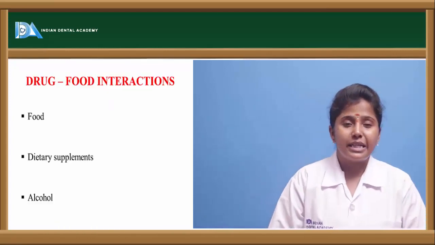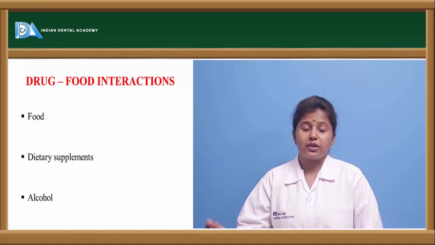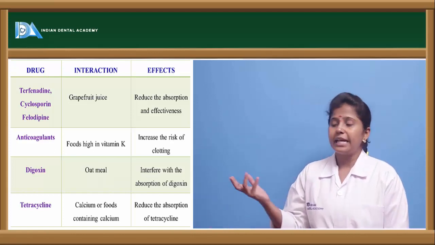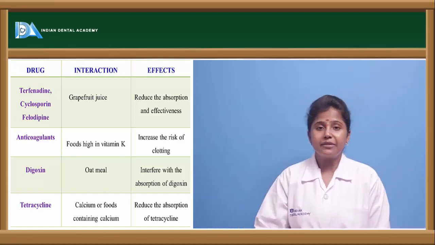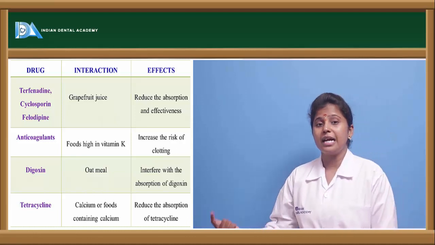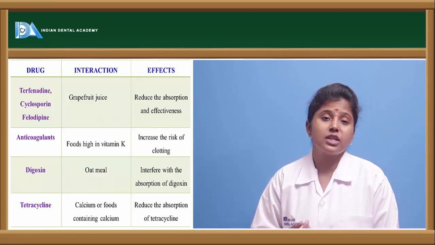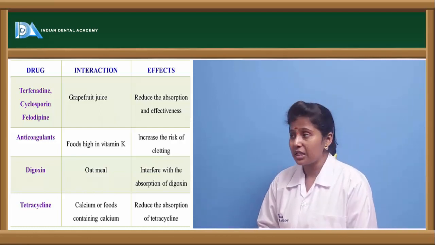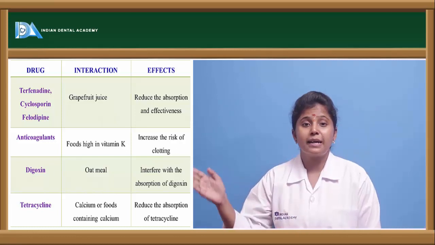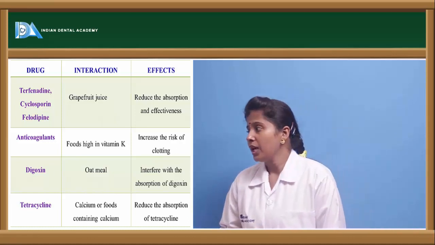If we see drug-food interactions, the drug may react with the food or the dietary supplements which are given, or it may react with alcohol also. For examples, drugs like terfenadine, cyclosporin and felodipine react with grapefruit juice. The grapefruit juice, or the flavonoids present in it, interact with these drugs, and thereby there will be reduced absorption. So the absorption and efficacy of these drugs will be reduced if they are given with grapefruit juice.